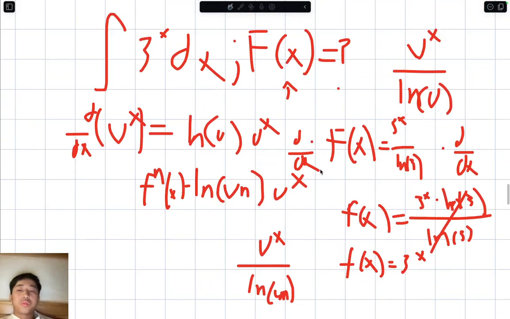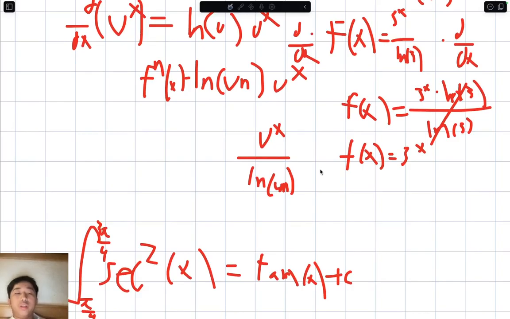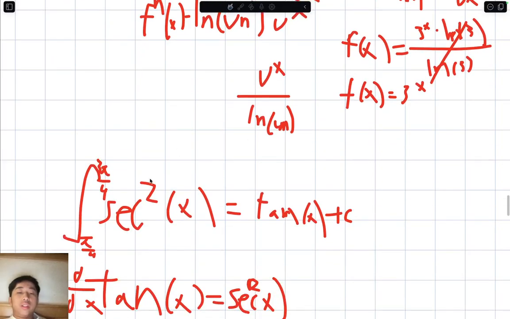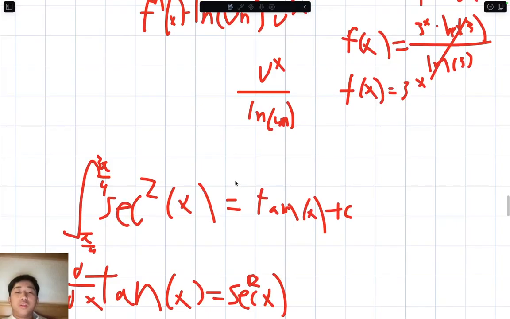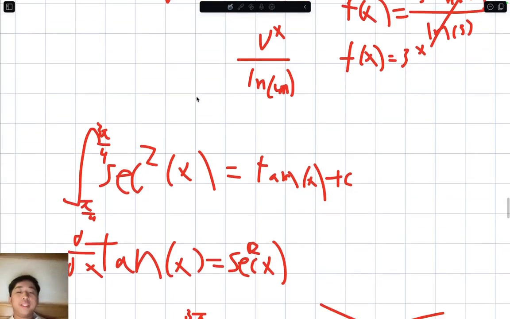So with only logic, we know that the only derivative that can get you sec squared is tan x. So therefore, it's tan x plus c. And the reason why I wrote these little bounds on the integral this time is to talk to you about asymptotes.